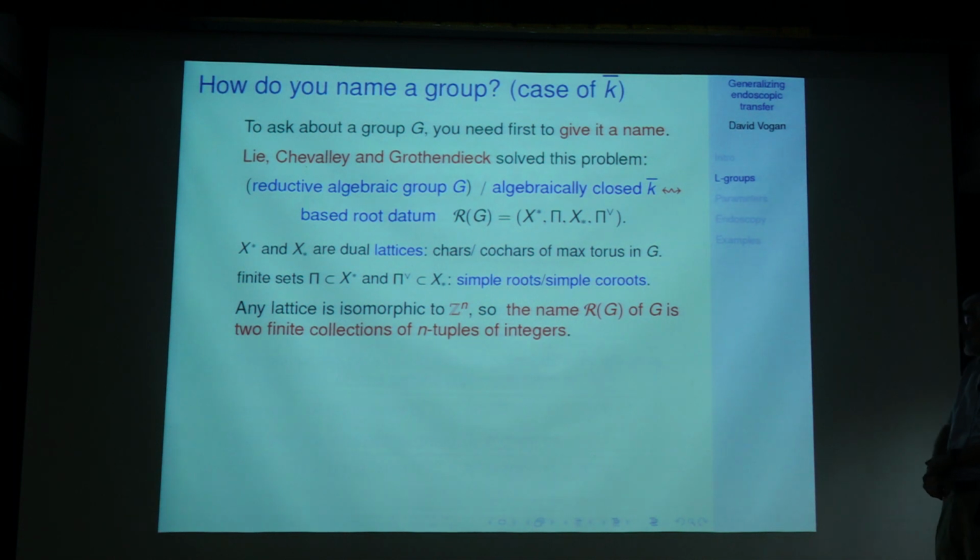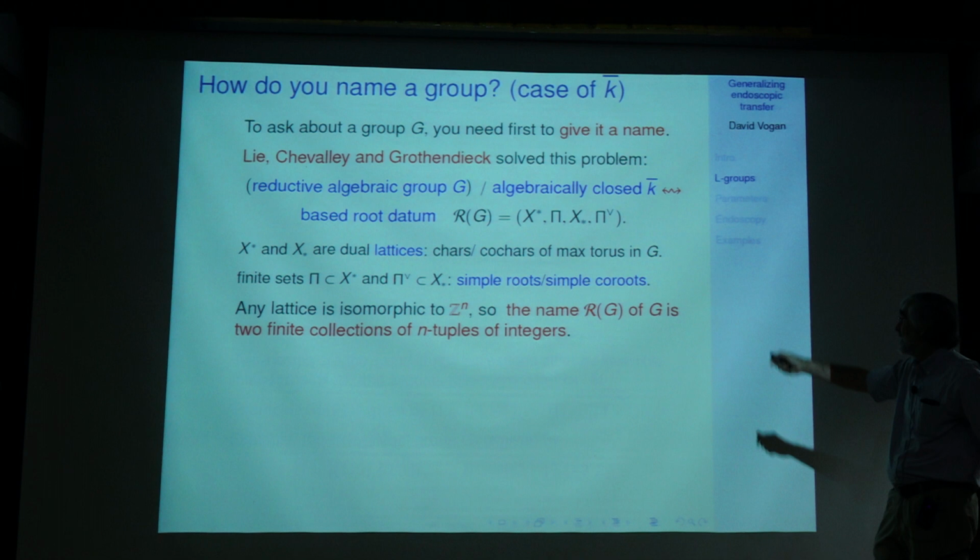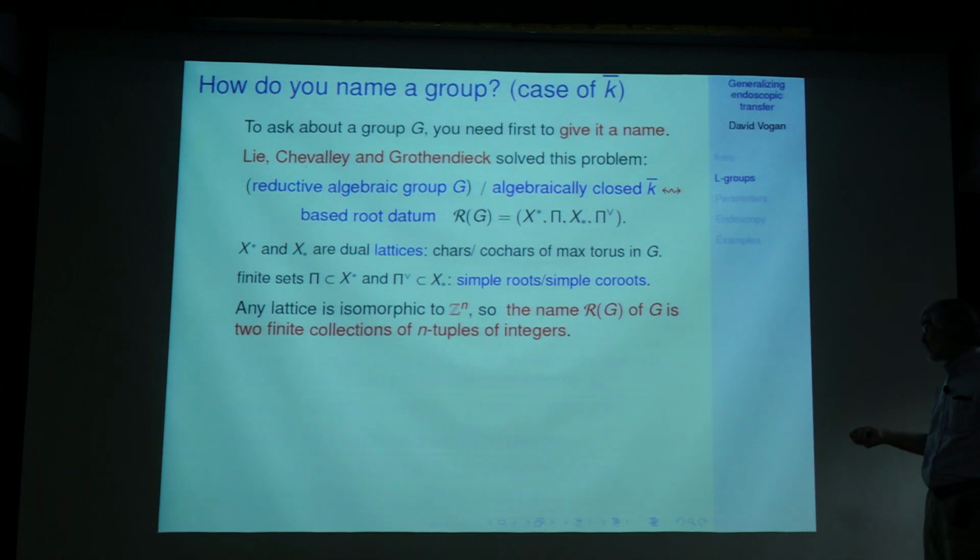A lattice is isomorphic to n-tuples of integers for some n. So to write down this name of G, you just have to say, okay, I'm going to let my lattices be Z^n, and I'm going to tell you these finite sets. These are finite sets of n-tuples of integers.